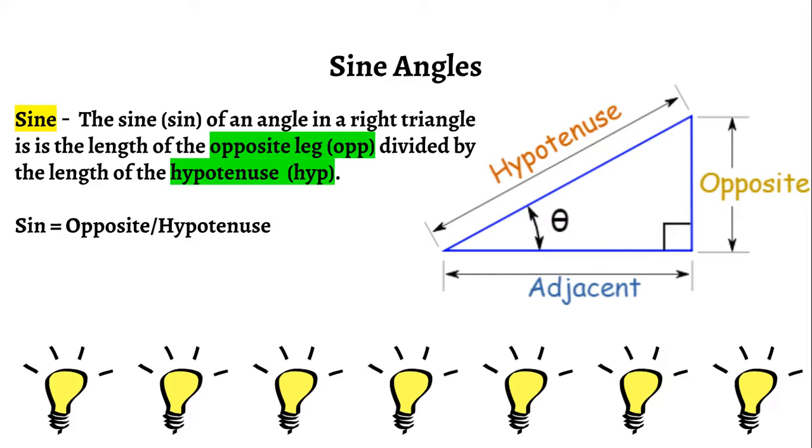And our final ratio is sine angles. The sine of an angle in a right triangle is the length of the opposite leg divided by the length of the hypotenuse. A basic equation would be sine equals opposite divided by hypotenuse.